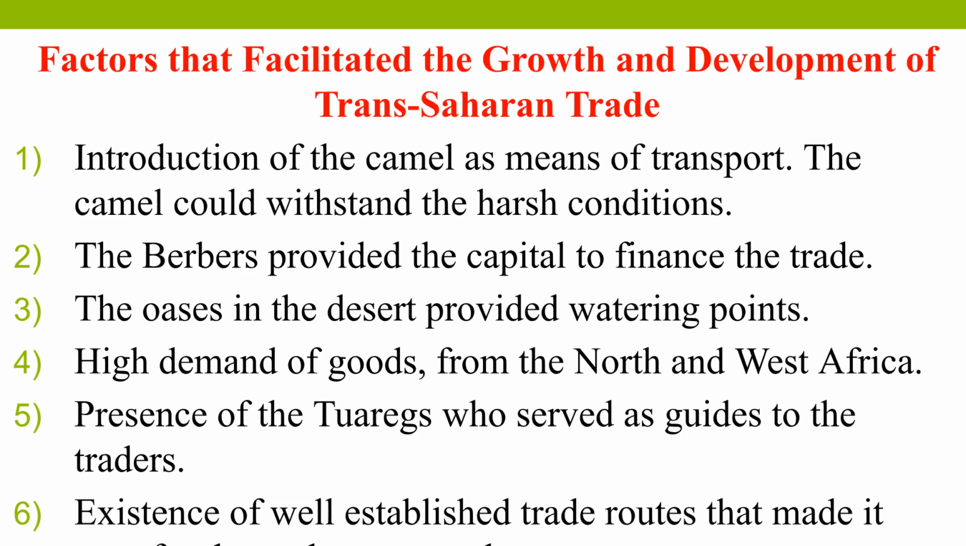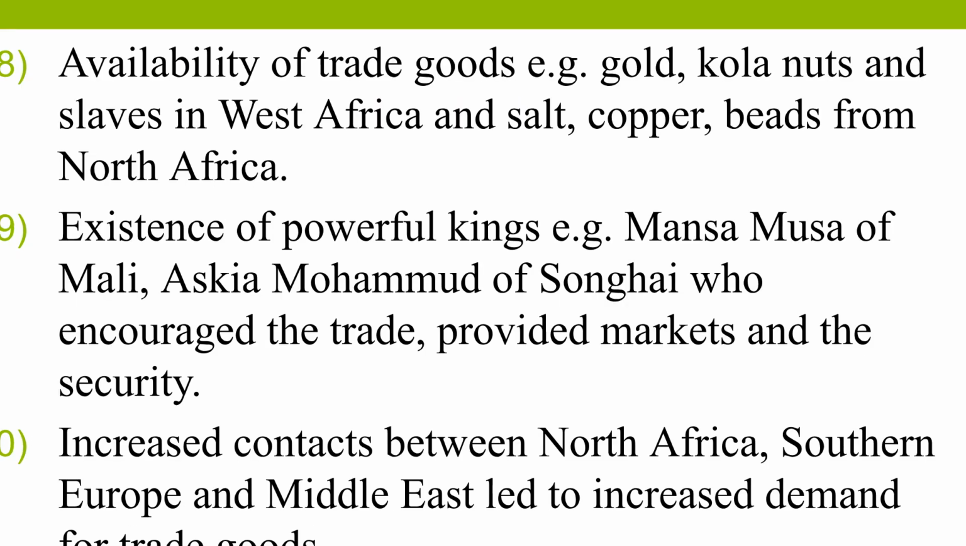Several factors facilitated the trans-Saharan trade's growth, including the camel's introduction for transport in harsh conditions, capital provided by the Berbers, and oases offering essential watering points. High demand for goods in both North and West Africa also spurred growth. The trade benefited from the Tuaregs acting as guides, well-established trade routes, and the unifying effect of Islam's spread.